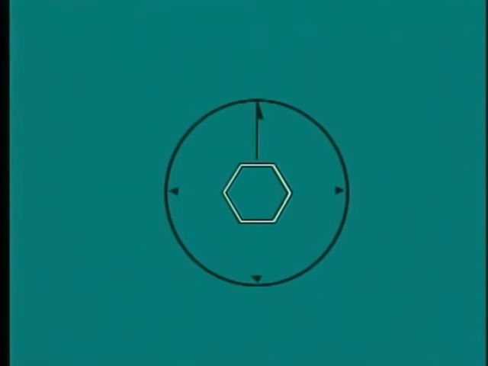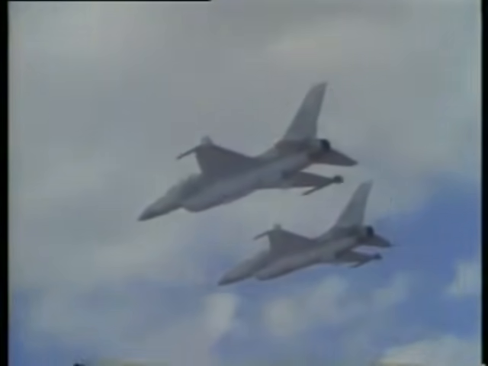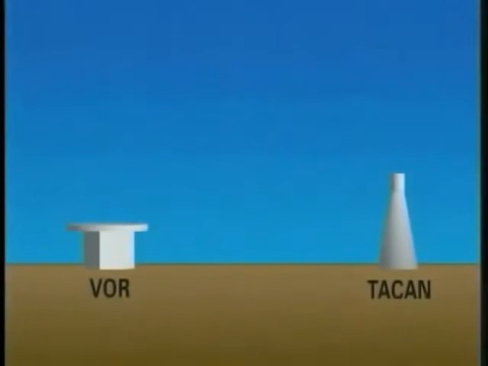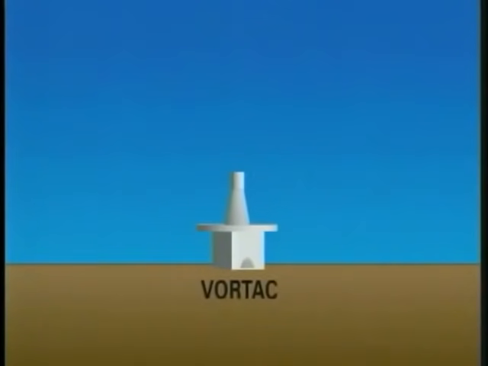VOR facilities on the chart are indicated by a hexagon symbol, normally enclosed in a compass rose, oriented to magnetic north. A TACAN facility operates in the UHF frequency band to provide azimuth and distance information for military aircraft. When a VOR and TACAN facility are co-located, the resulting facility is called a VORTAC. A VORTAC is shown on en route charts with the extensions of the TACAN symbol filled in.